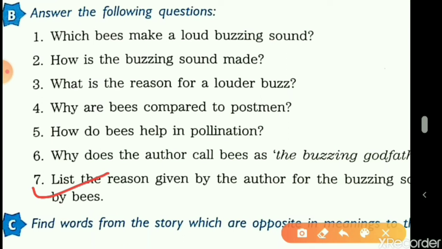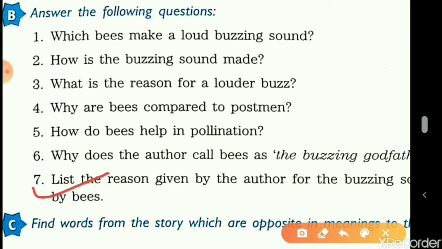So the answer is: the reasons given by the author for the buzzing sound made by the bees are: the first reason is they make a loud buzzing sound when they fly.